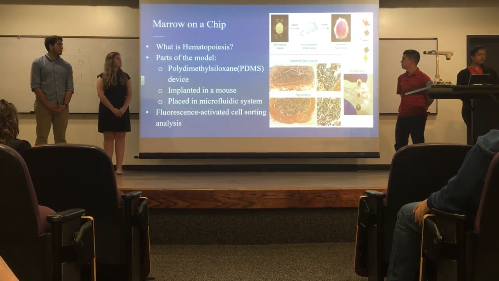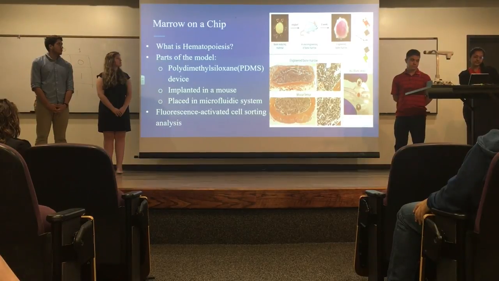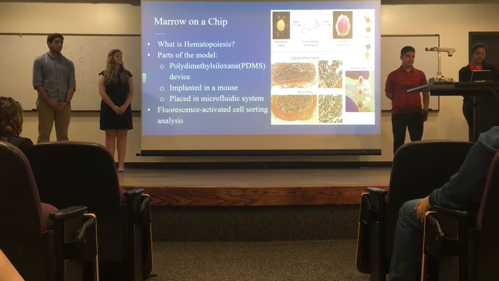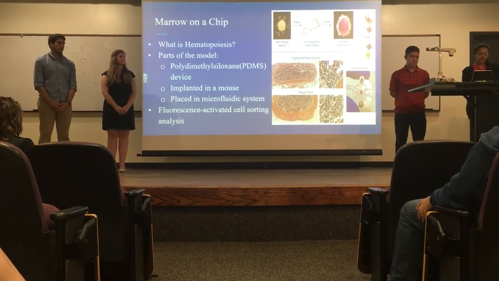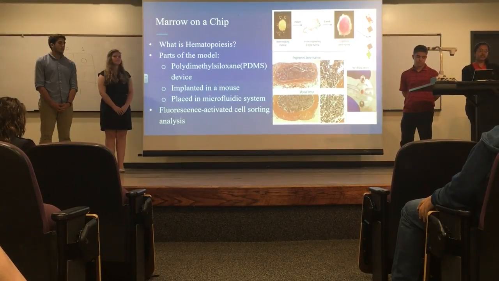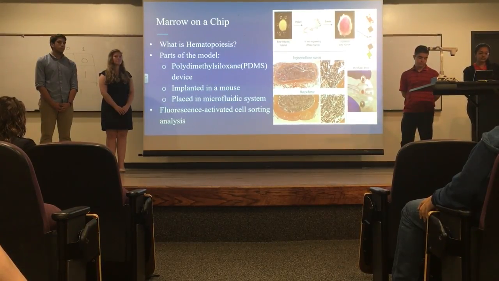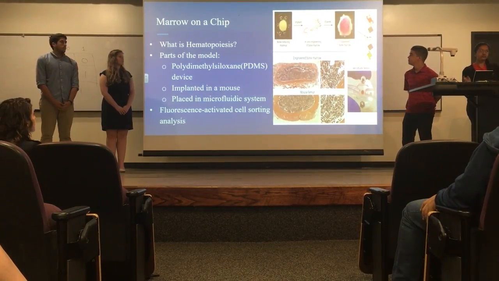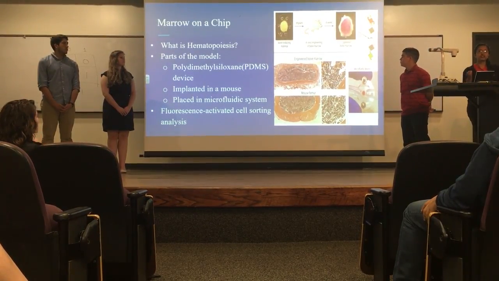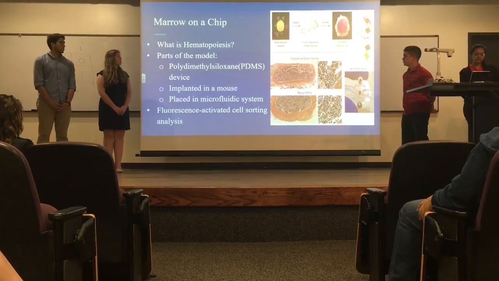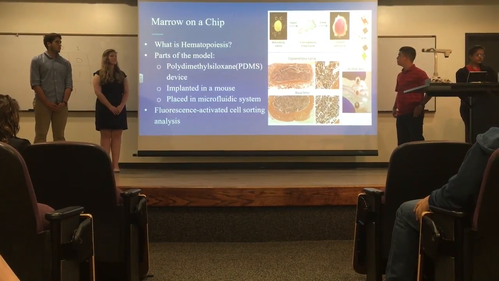Next is hematopoiesis. Hematopoiesis is the production of all types of blood cells, which include formation, development, and differentiation of blood cells. In order to model the living bone marrow, PDMS devices containing cylindrical chamber filled with bone marrow producing materials were implanted on the back of a mouse and then surgically removed. Then the surgically removed implant was put into a similarly shaped central chamber in a microfluidic device.